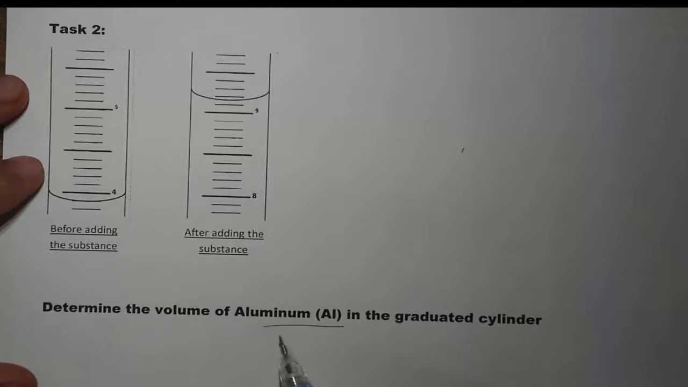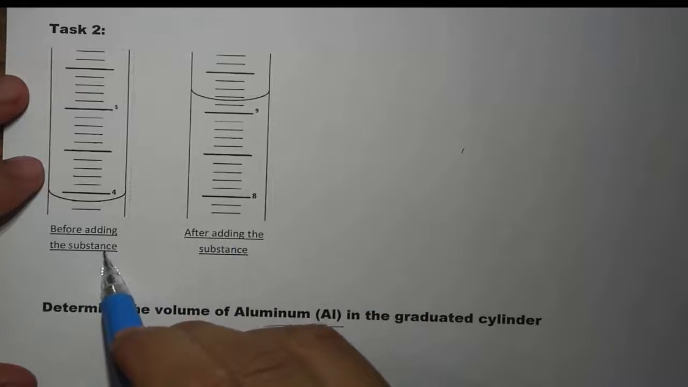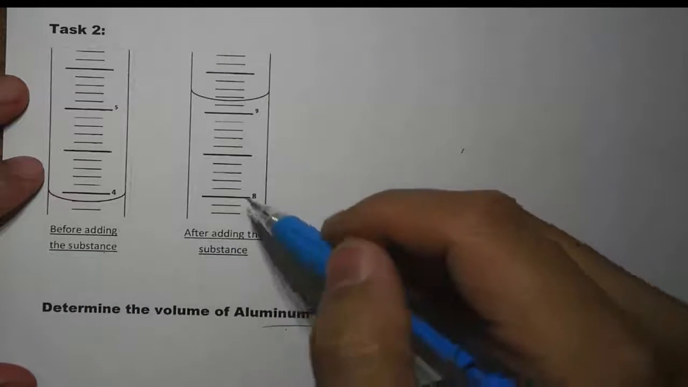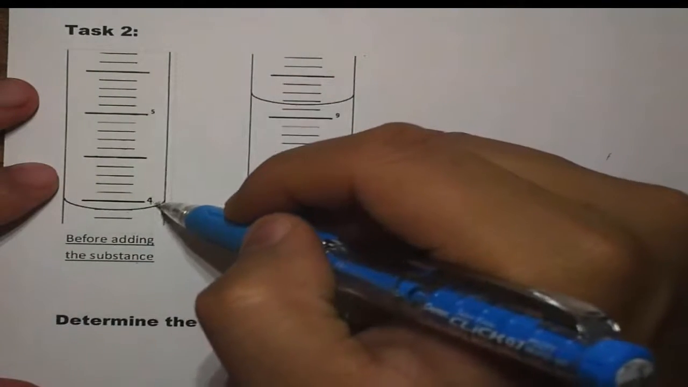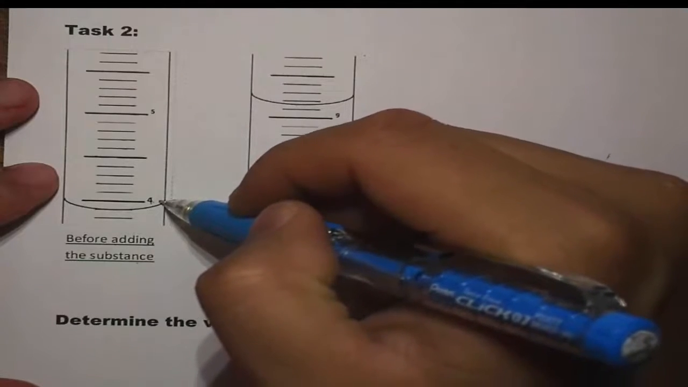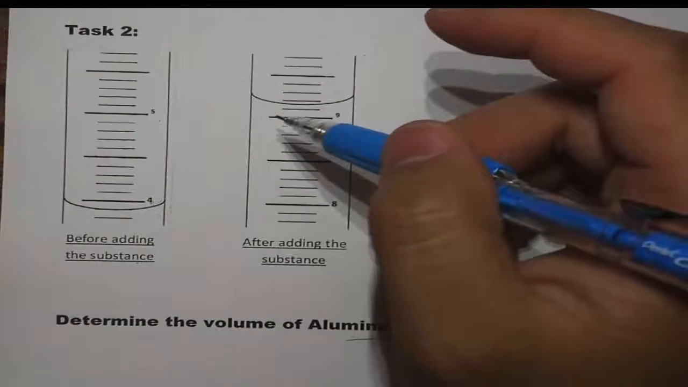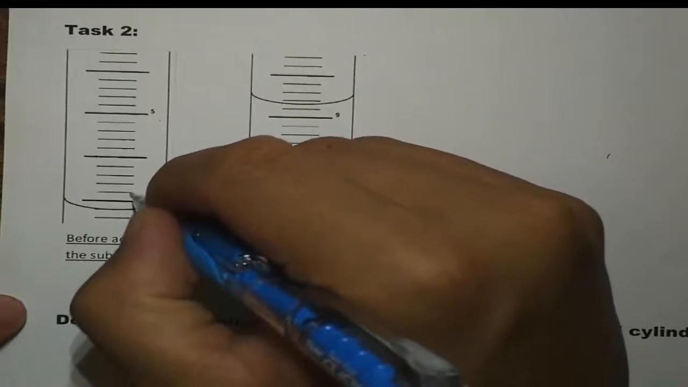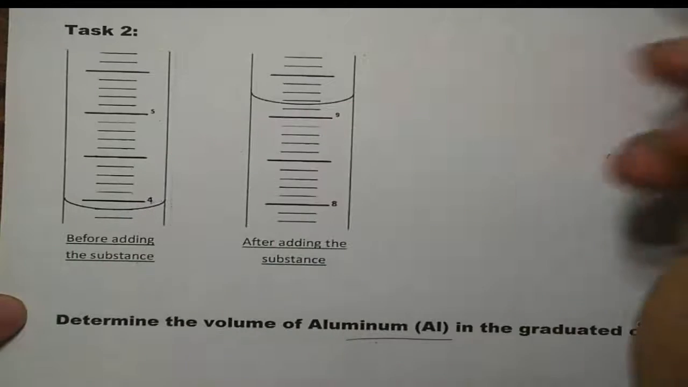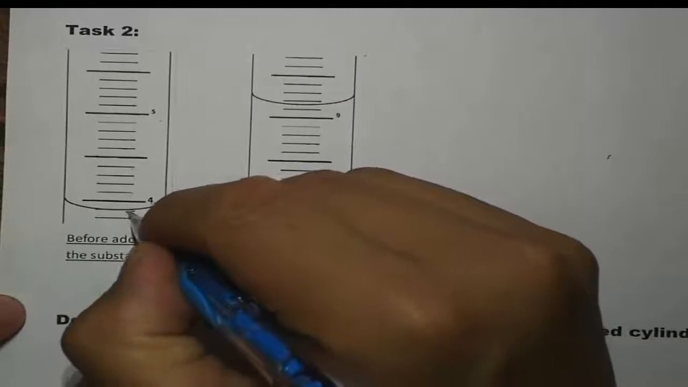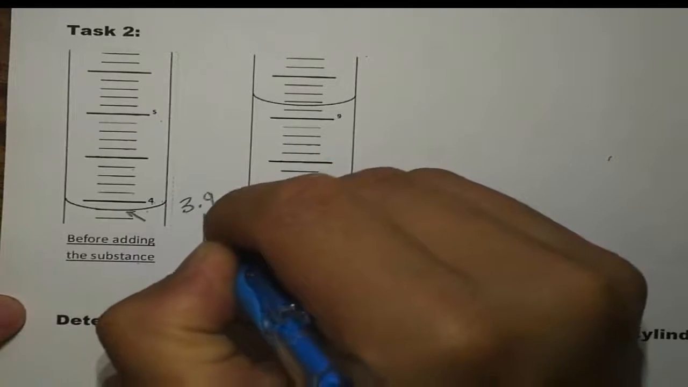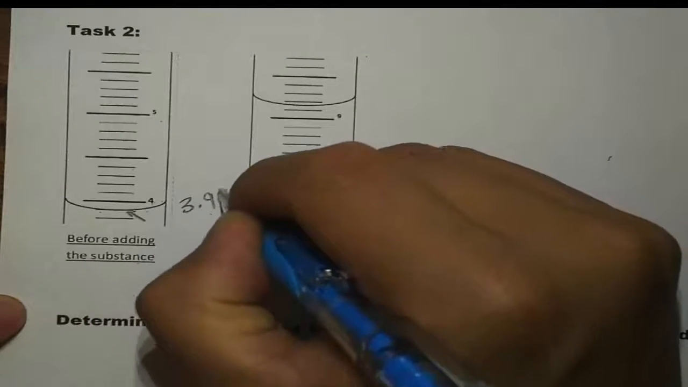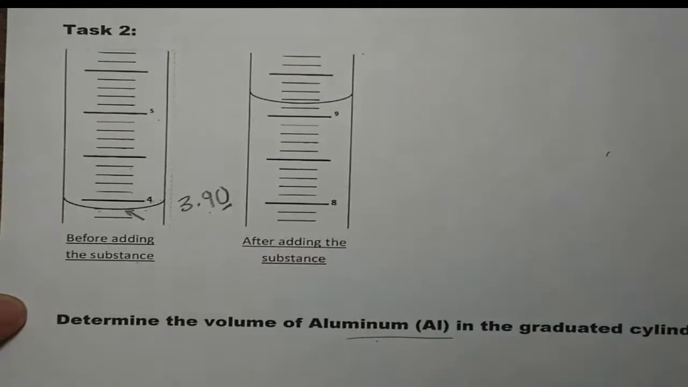Let's try another problem. Determine the volume of aluminum in the graduated cylinder. So we have two graduated cylinders again, before adding the substance, which is aluminum, and after we add it, we have a change in the reading level. So this is our initial. In this case, we have a 10 milliliter graduated cylinder. Here I have 4, and here I have 5, so each line must represent 0.1. So we have 4.1, 4.2, 4.3, and so on, but the line is right there. This is the meniscus level. So if this is 4, this must be 3.9. I know that the line really represents 0.9, so I had to go to a smaller digit, and this one is 0. That's why we estimate it.